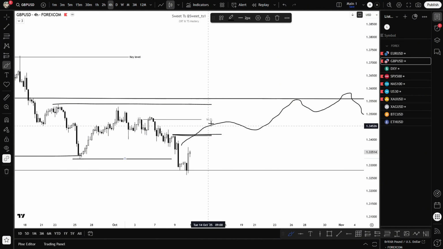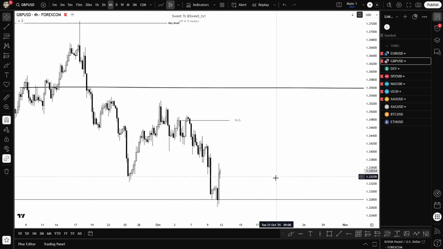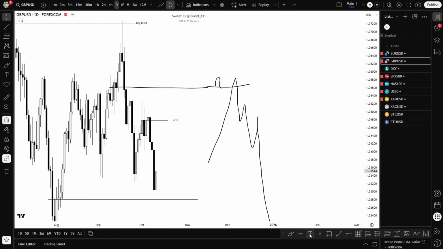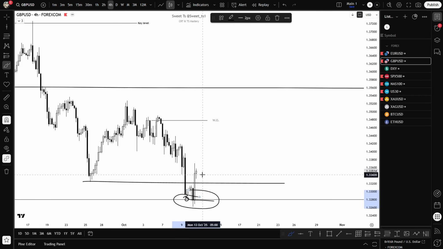What happens on the lower time frame? Let me delete all of this. We have a liquidity pool, right? And if you go to the 4-hour, we have the liquidity engineered and then taken inside the key level. So this is the idea, right? So this is the start of an idea.